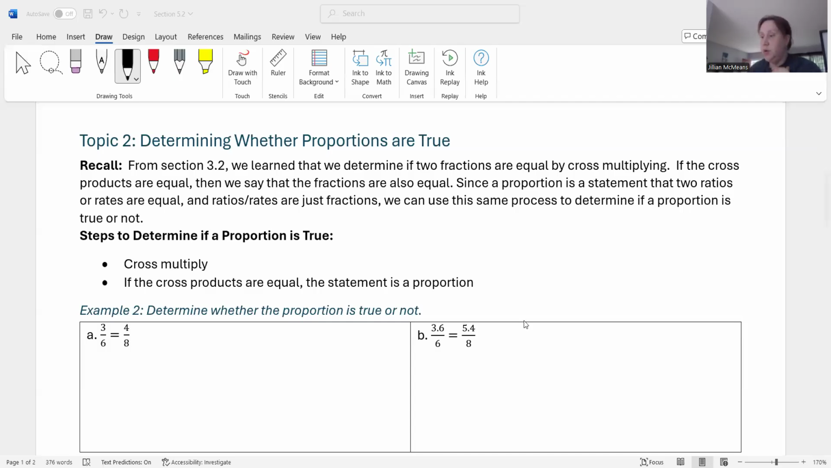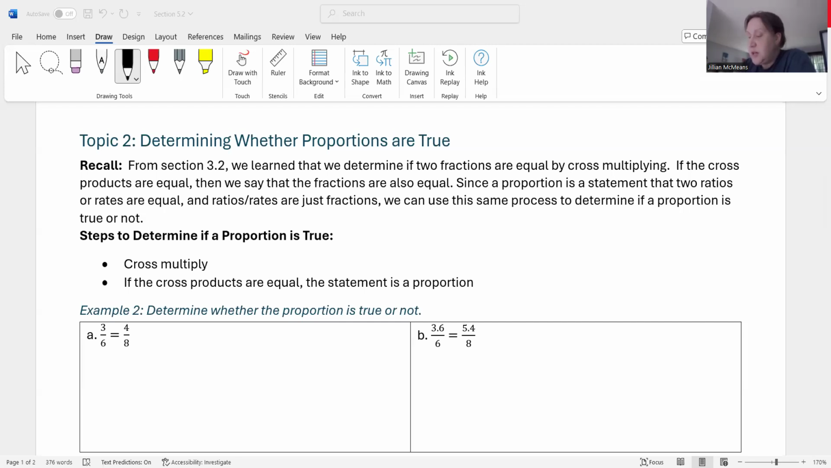For topic two, we're going to look at determining whether proportions are true. Just because you've been given a mathematical statement that looks like a proportion, it doesn't necessarily mean it's true. So you need to have some skills to understand how to test if a statement really is a true proportion or not. We're going to recall something from a couple chapters ago.